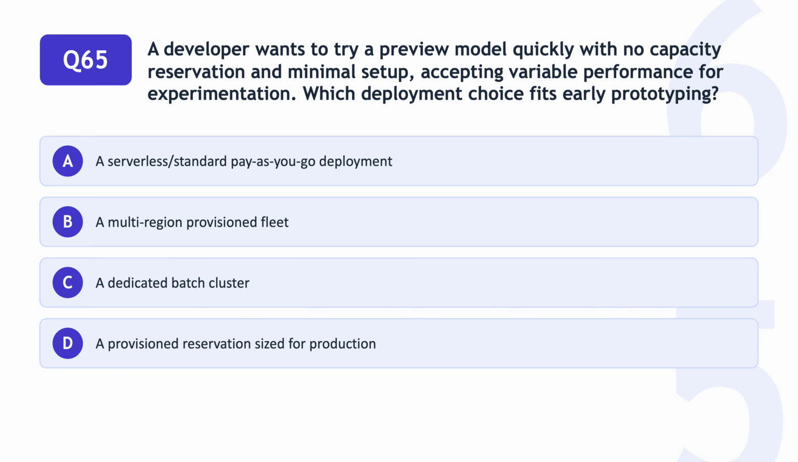Question 65. A developer wants to try a preview model quickly with no capacity reservation and minimal setup, accepting variable performance for experimentation. Which deployment choice fits early prototyping?